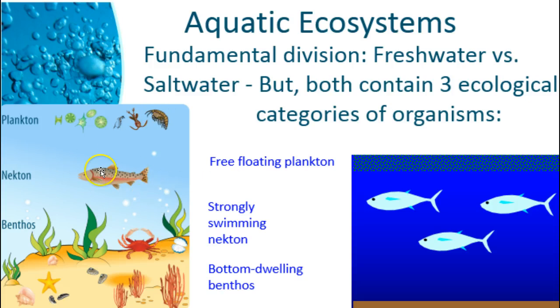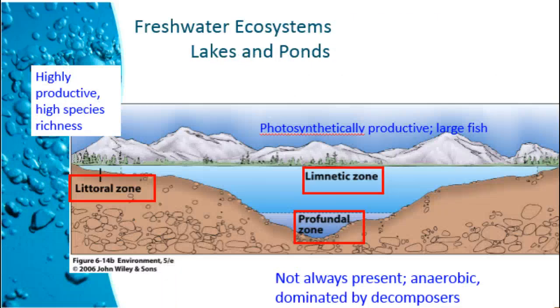These guys tend to be in the middle of the water column. The plankton tend to be kind of throughout, but usually more towards the top, especially if they're phytoplankton, which are photosynthesizing. And then you have the benthic organisms, or the benthos, which are bottom dwellers. They live on the bottom and will not come up higher than that.